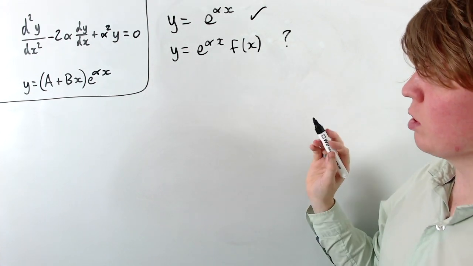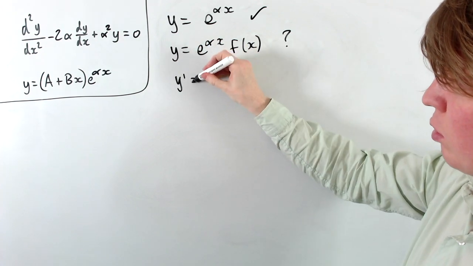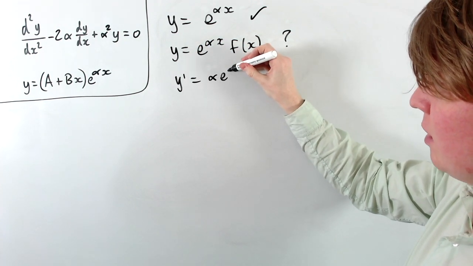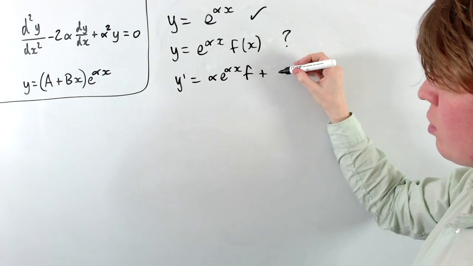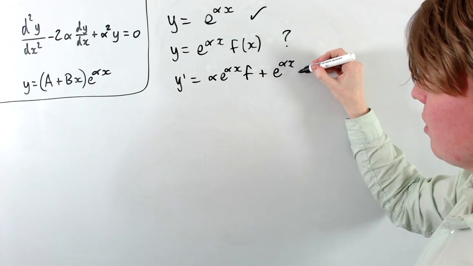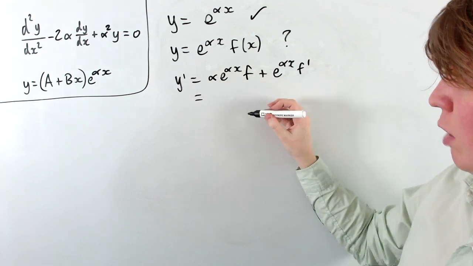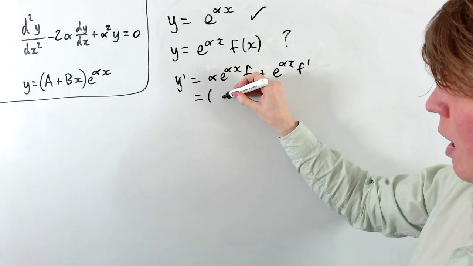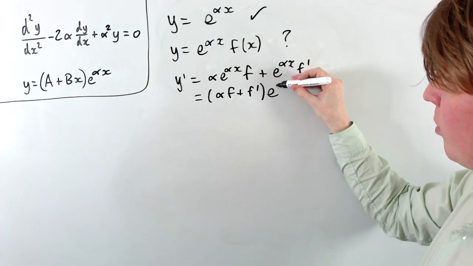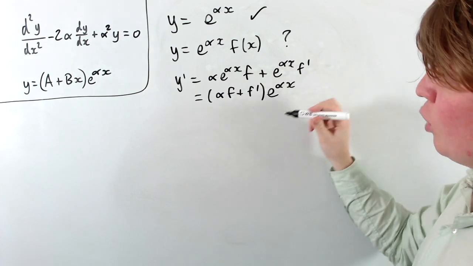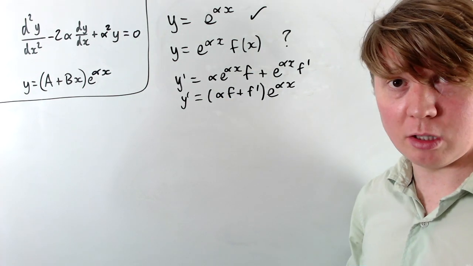We've got y equals this, and then if we want to find the first derivative, we just differentiate using the product rule, so we get alpha e to the alpha x times, I'm just going to write f rather than f of x, and we've also got plus e to the alpha x times the first derivative, f prime of x. Then we can factorise all of this just to make it a bit easier, so we have alpha times f plus f prime all multiplied by this common factor of e to the alpha x.